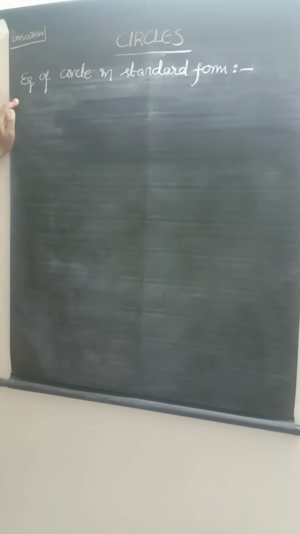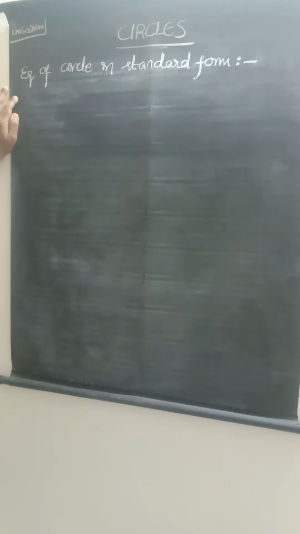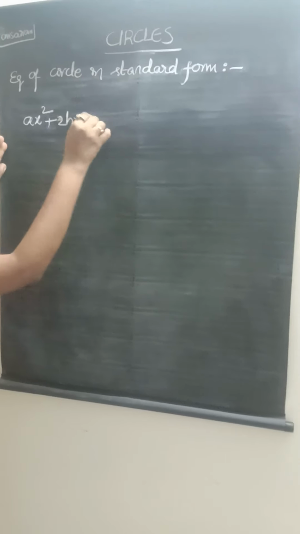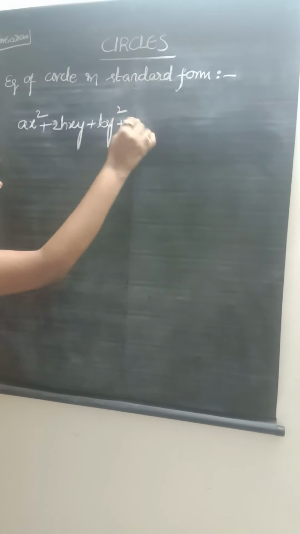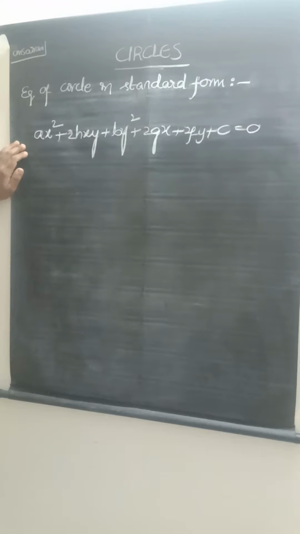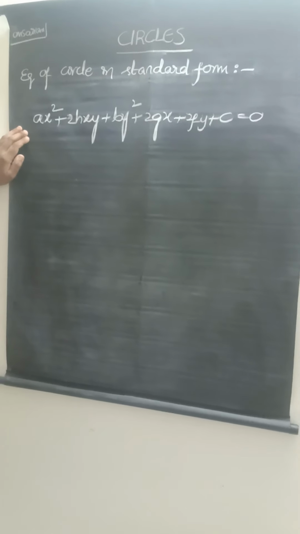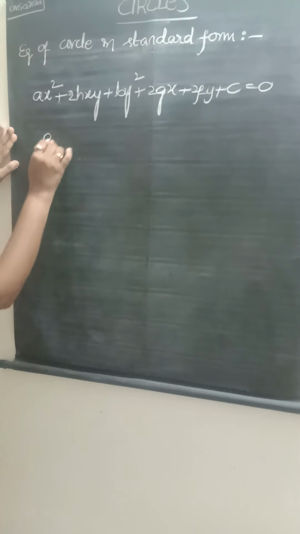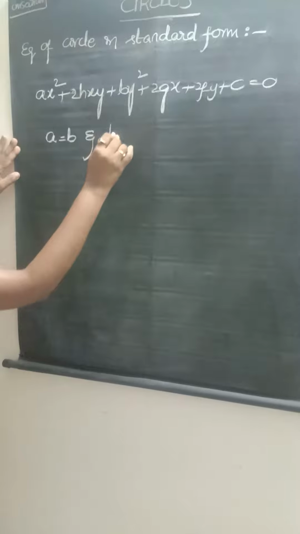The next concept is the equation of a circle in standard form. To deduce the equation of a circle in standard form, let us take the equation of a pair of straight lines. The equation of a pair of straight lines is ax square plus 2hxy plus by square plus 2gx plus 2fy plus c equal to 0. Now the condition for this pair of straight lines to represent the equation of a circle is a equals b and h equals 0.